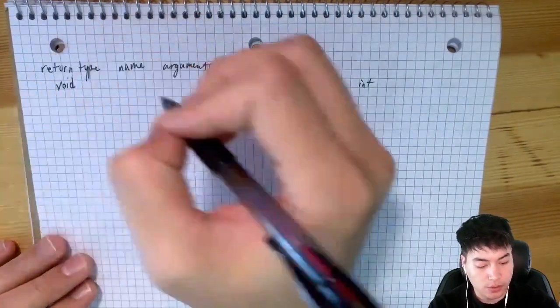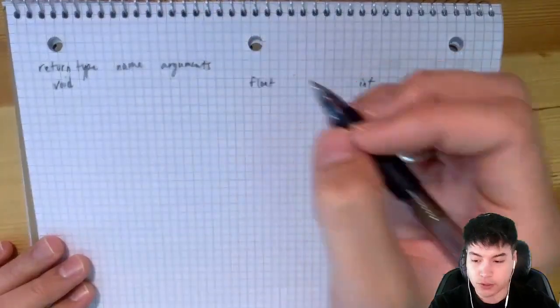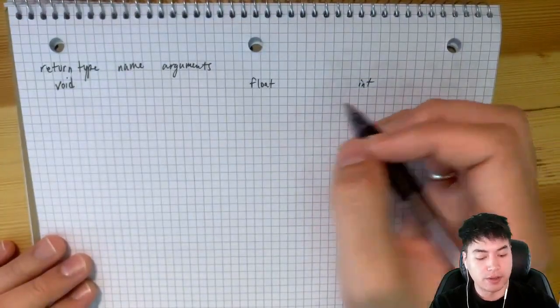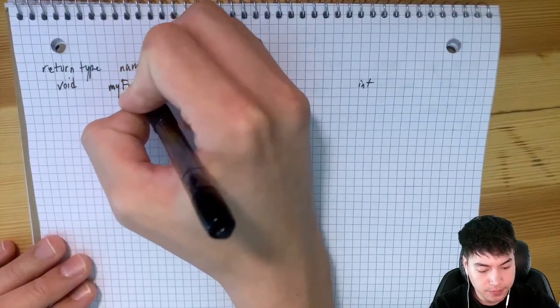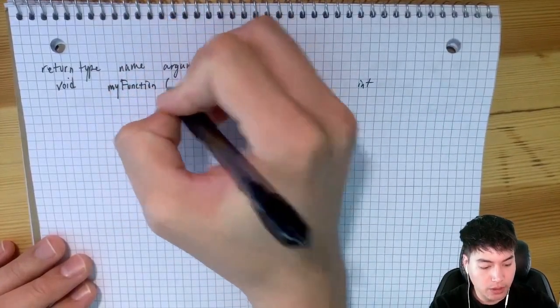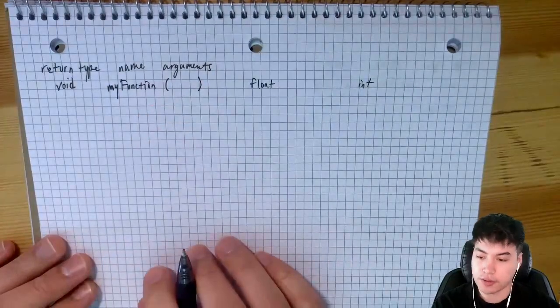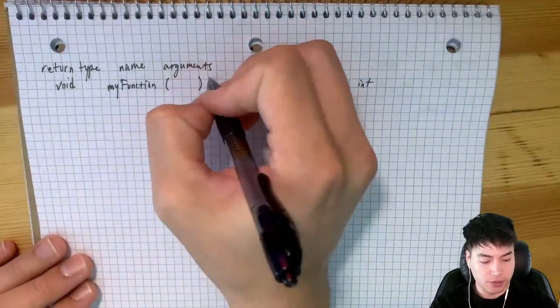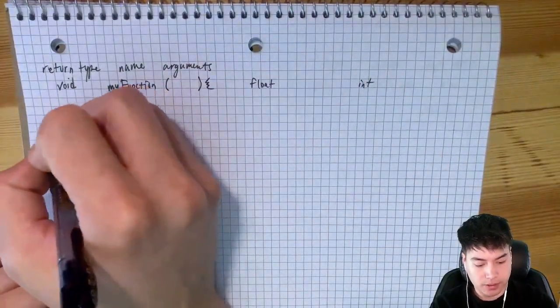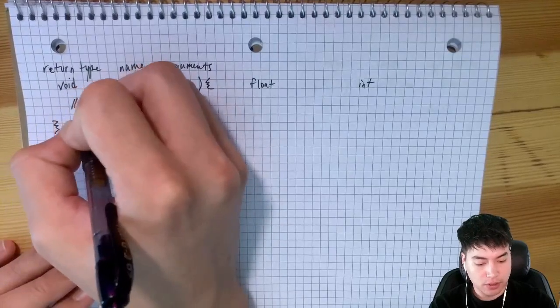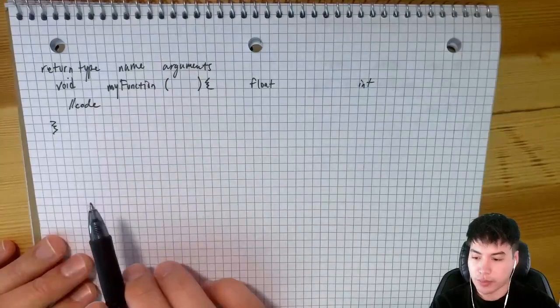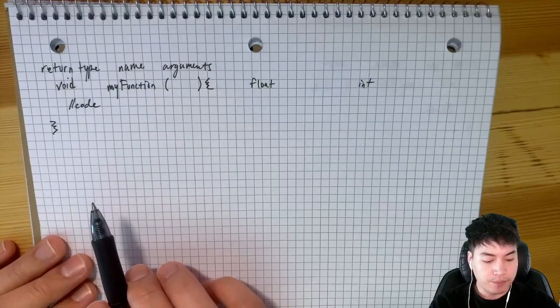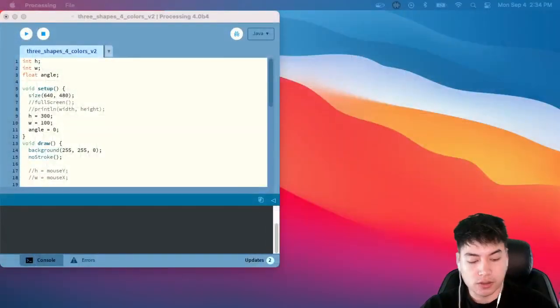So let's start with a function with return type void. Then we're going to give it a name. How about my function? If we need any arguments, they'll go inside of parentheses here. And then, of course, we're going to have some curly brackets, and our code will actually go in between those curly brackets, right? So let's take a look at the code and see where some of those functions are.